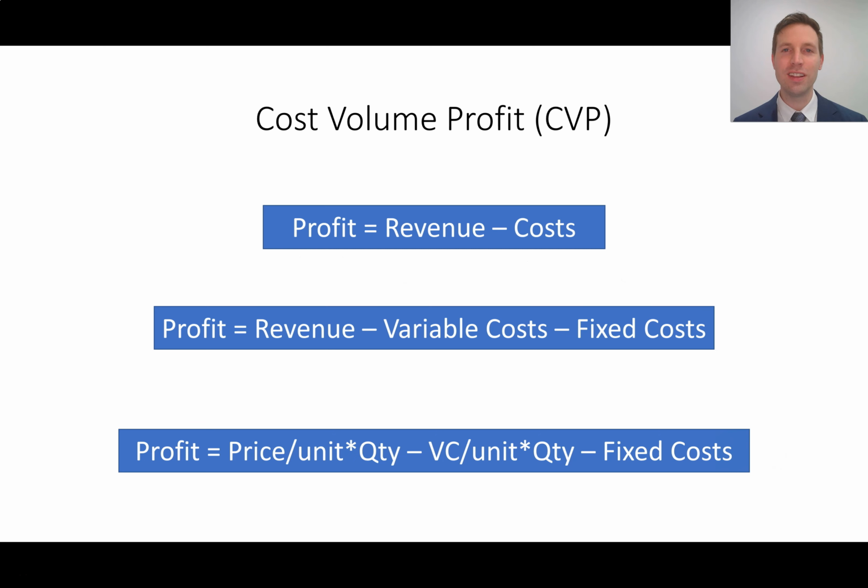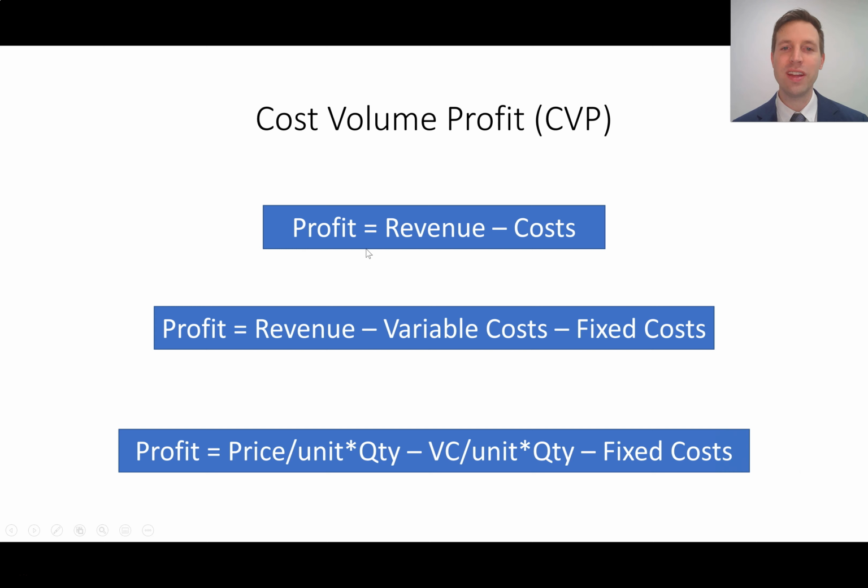Cost volume profit analysis is a way that businesses will analyze what their cost structure or their cost behavior is, and how it changes based on their volume of activity and how that influences the profit of the business. So there are some basic accounting identities listed below.